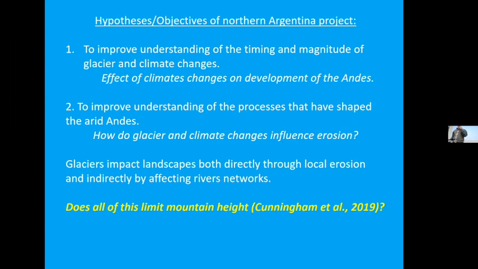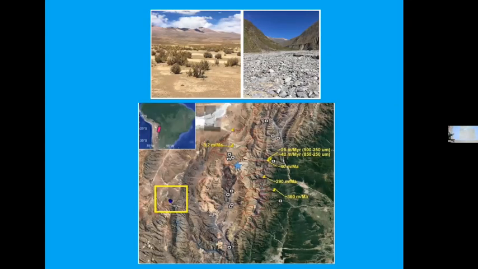And then indirectly by maybe affecting river networks, because they melt and they cause a lot of river erosion. And the question is, does this limit mountain height? That's our big question. We may not answer this question at the end of the project, but this is the overarching question. On the left is the west side, which is the really dry side. This is the shrubs. The right side is wetter. It's kind of relative. It's not like the Amazon. But you get monsoon rains in the summer. It gets pretty wet. I've been there during rainy days.